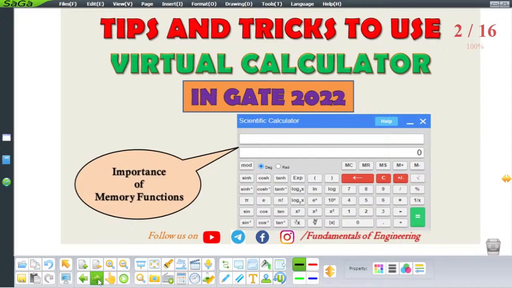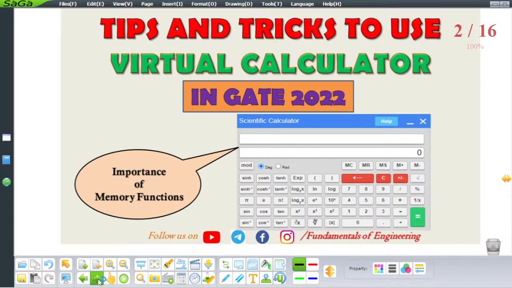So today we are going to start one important topic which is going to help you secure good marks. That is tips and tricks to use the virtual calculator. In the GATE exam, our regular calculators are not allowed, so we have to use the virtual calculator.